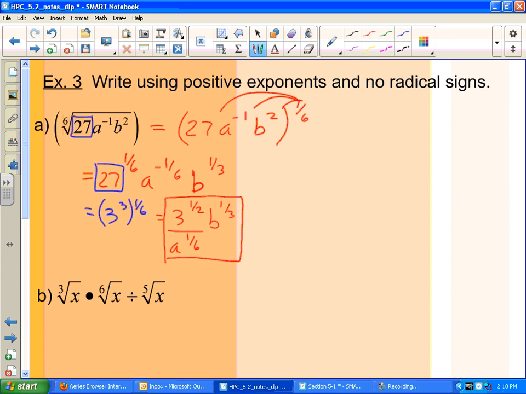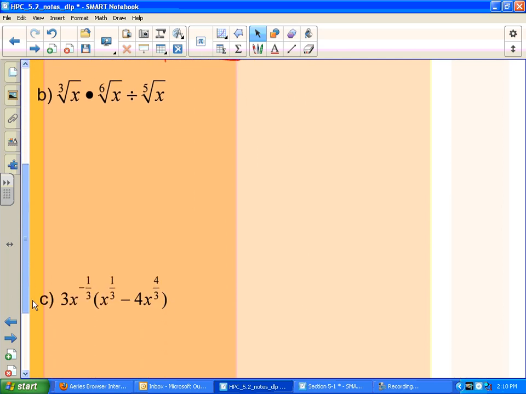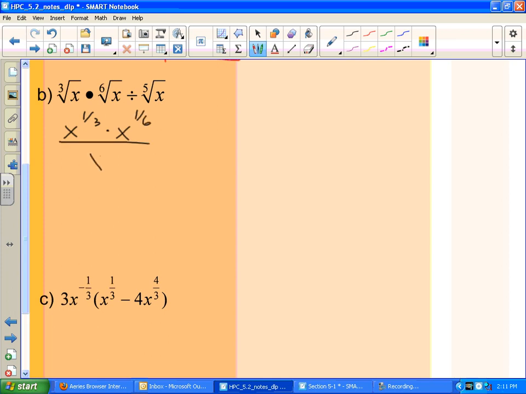Anyone have that? A couple of you guys. On B, we're going to change all those to exponentials. So tell me what it looks like as an exponential. X to the 1/3 times x to the 1/6 over x to the 1.